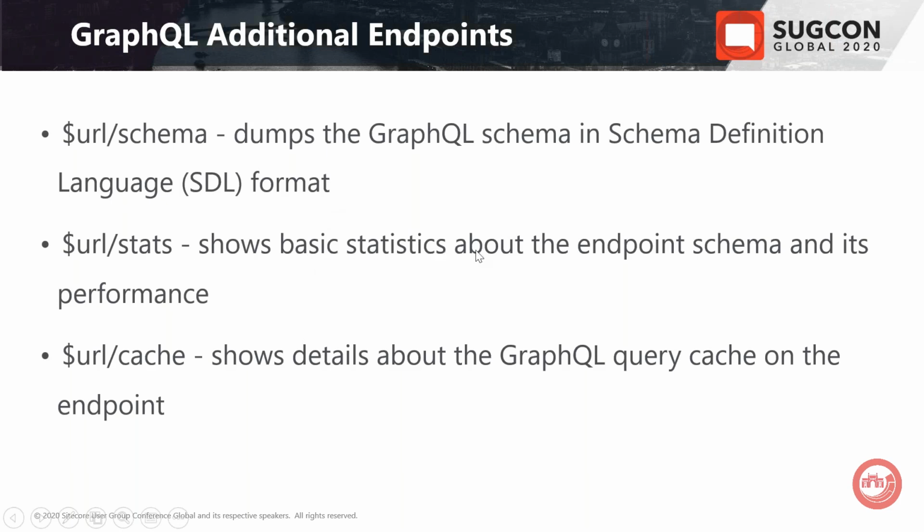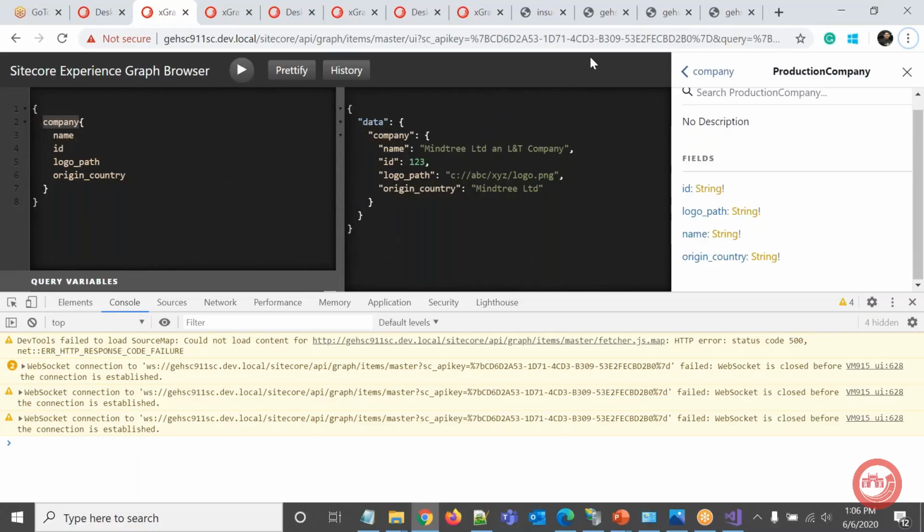Stats will give me the basic statistics. What is the performance? Whether these queries are whitelisted or not, cached or not, that it will give me. And slash cache will give me how many queries are cached. When we execute a query against MasterDB, it will cache this. So we'll just see the example here.